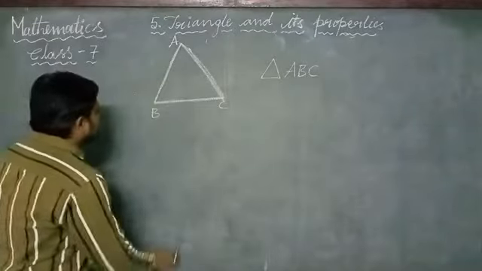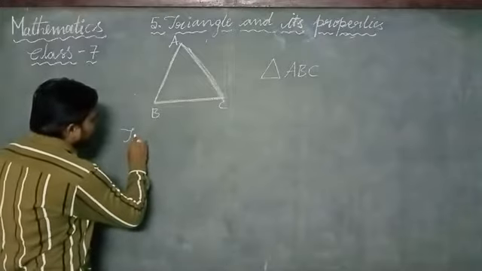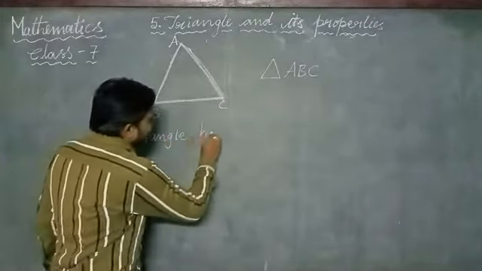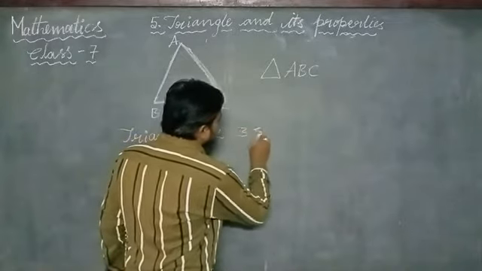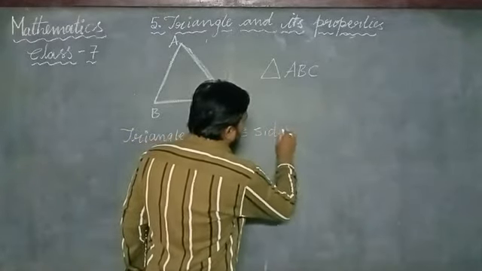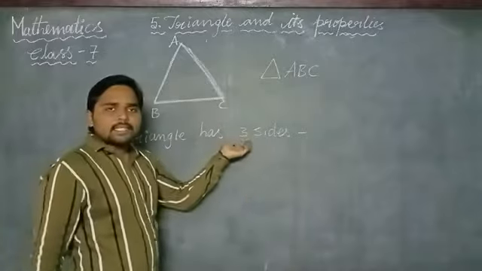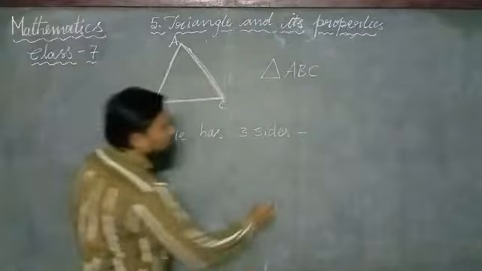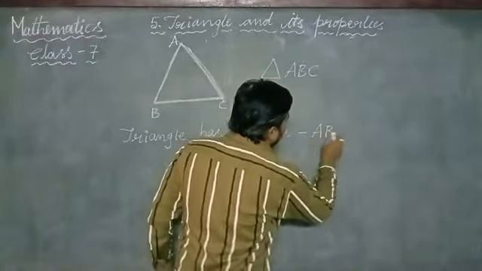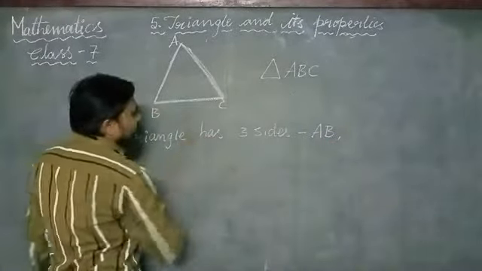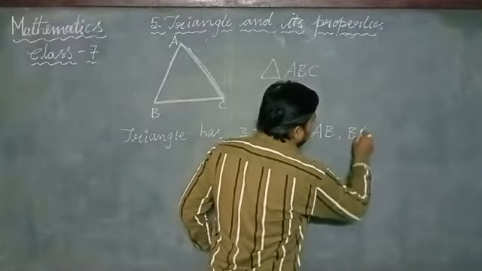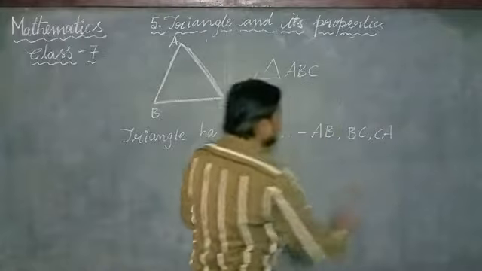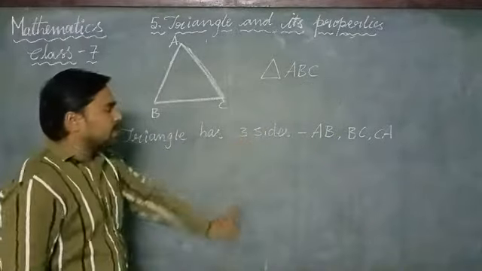Now let us see how many sides are there in this triangle. There are three sides. A triangle has three sides. What are the three sides of a triangle? AB is one side, BC is another side, and CA. These are the sides of a triangle.